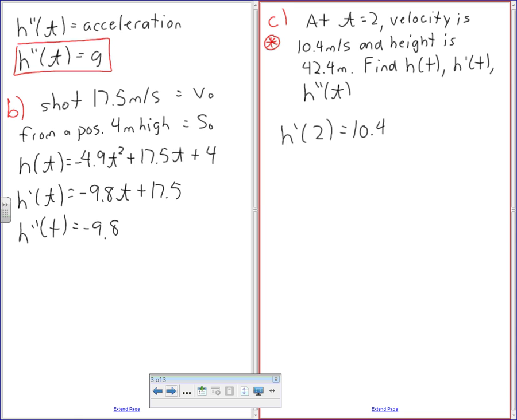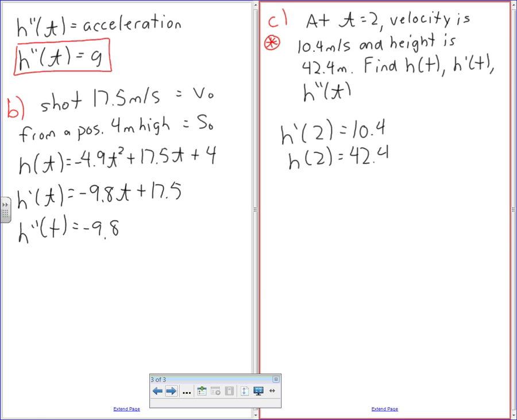Then it says its height is 42.4 meters. Can someone else tell me what that means, please? So what this question is turning into is a much easier version of my 3 equations, 3 unknowns. That's what it's turning into.